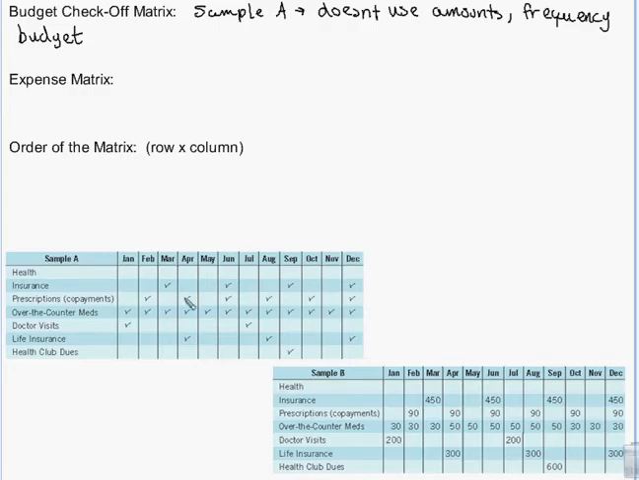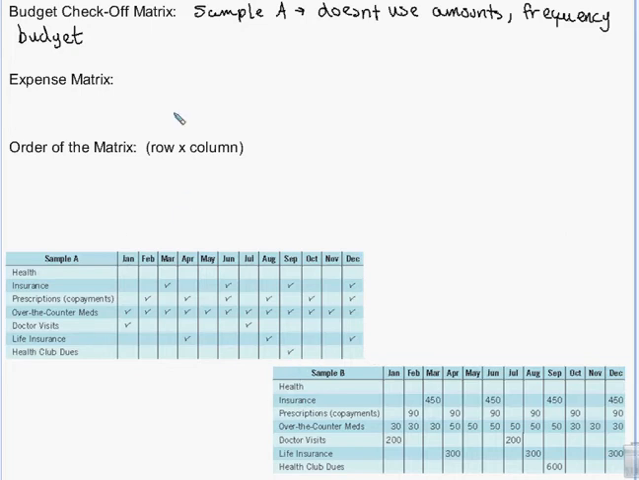So prescription co-payments is 6 times a year, over the counter every month, doctor's visit twice a year, life insurance 3 payments a year, health club dues once a year. So that's like a frequency budget.